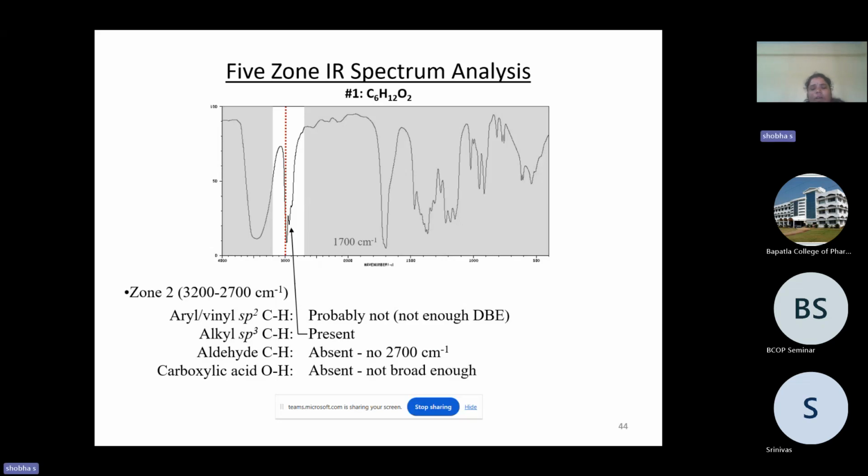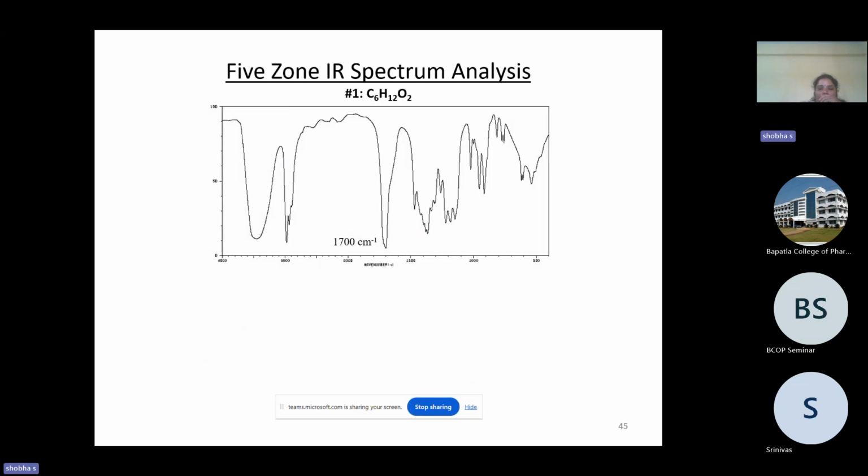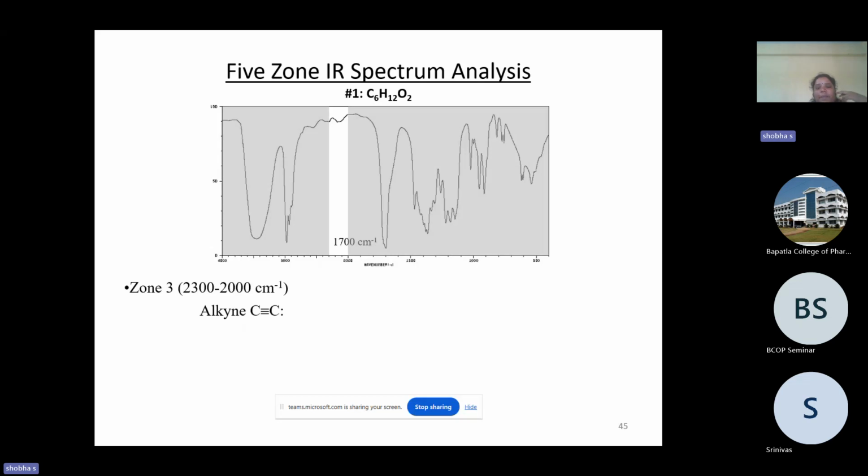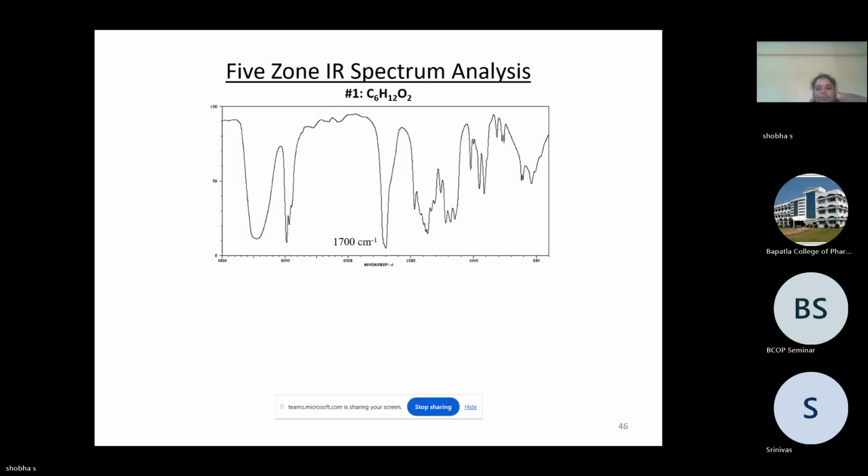And also for carboxylic acid, there is no chance. Why? Because for carboxylic acid, we thought it may give a broad peak but shorter. So in zone 3, there is no well-established peak, so we can avoid this zone 3. There is no possibility of the C triple bond C, so we can exclude it from our analysis. And also there is no chance of the cyanide group.